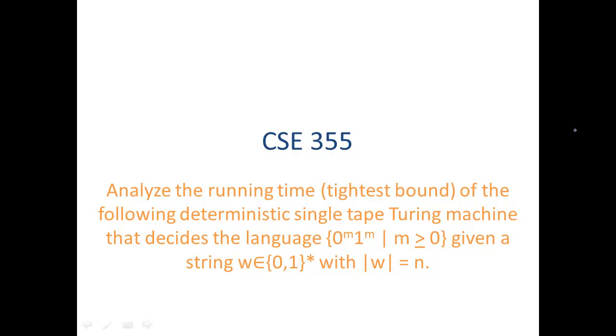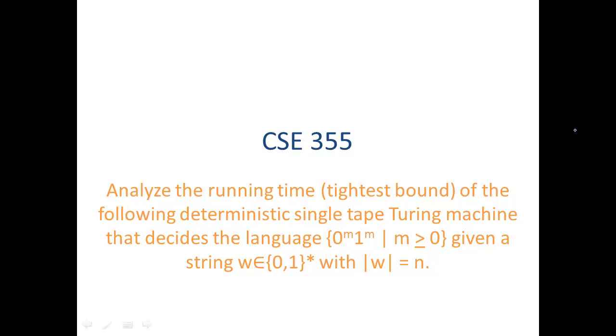In this video, we will analyze the running time, meaning finding the tightest bound, of the following deterministic single-tape Turing machine that decides the language 0^m 1^m, such that m is greater than or equal to 0, given a string w from the alphabet {0, 1}, with the length of w being n. So we're calling the length of our input n, and our input may or may not be a string in this language. So it may or may not have m zeros followed by m ones for some value of m greater than or equal to 0.